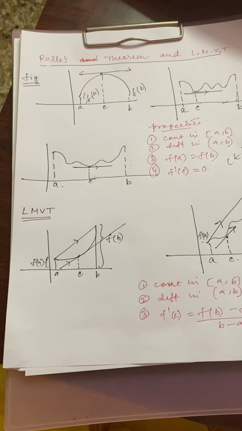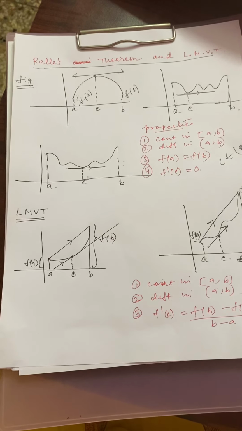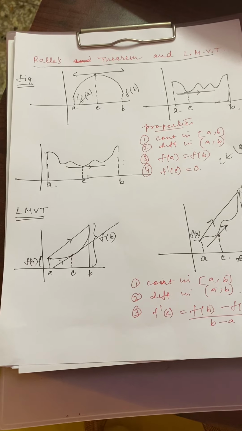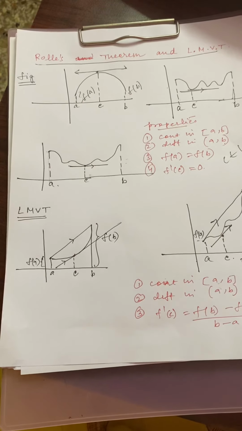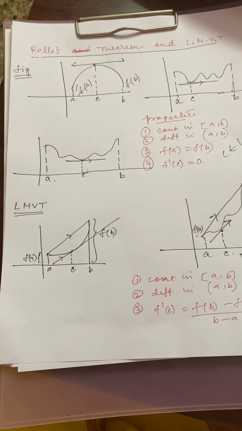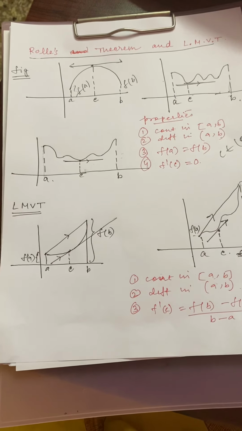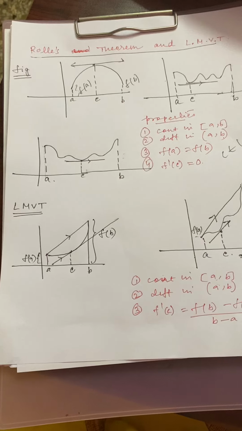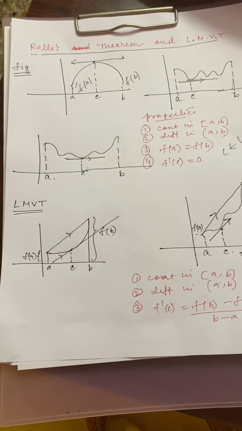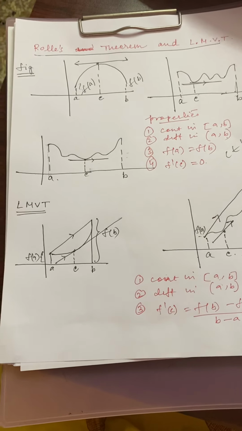In case of Rolle's theorem, the function must be continuous in the domain closed bracket a comma b, and must be differentiable in open bracket a comma b. Then it is very clear that the two extreme values are a and b. x equal to a and x equal to b are the two extreme values.